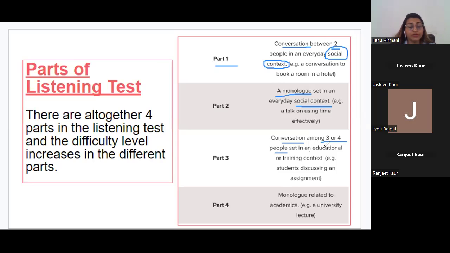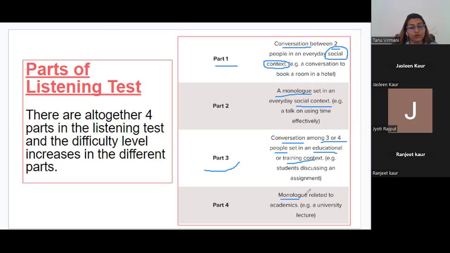But the topic would be related to the educational one, the academic context. And most of the time, it is all about discussing your projects, your assignments. Two, three students, now suppose Jasleen, Jyoti, and one more student, they're all talking about their IELTS writing task 2. So this conversation will come under part 3, right? We all were discussing writing task 2 before starting this session. So it is all part 3.